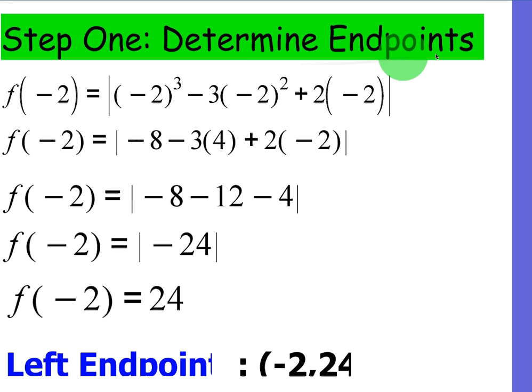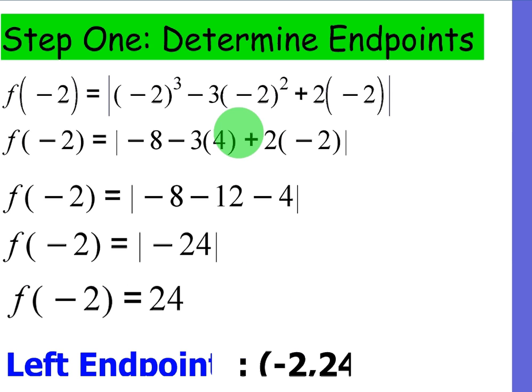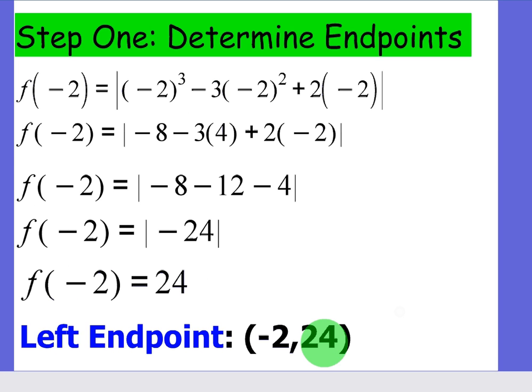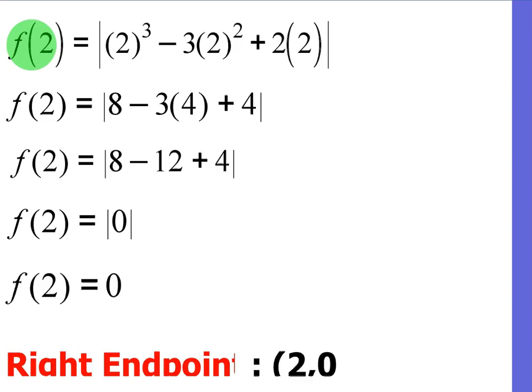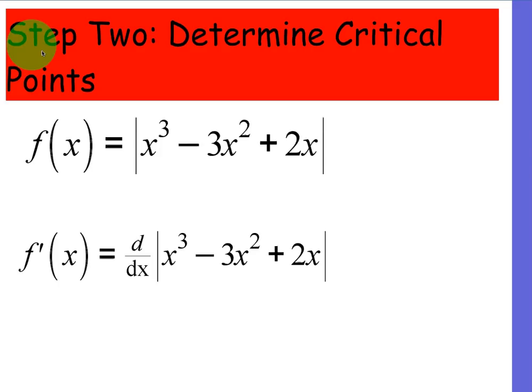Step one, we want to determine the endpoints. We're going to plug in -2 and 2 into this function. When we plug in -2 and take the absolute value, we get 24. So our left endpoint is (-2, 24). When we plug in 2 and simplify that, we get 0. So our right endpoint is (2, 0). But remember, after we do that, we have to figure out the critical points. So I'm going to be taking the derivative to figure out my critical points.